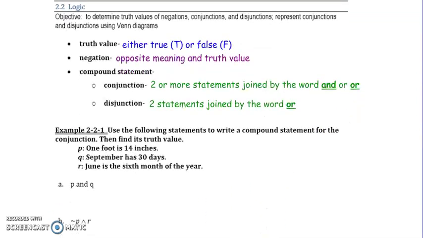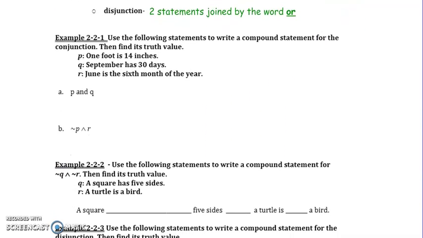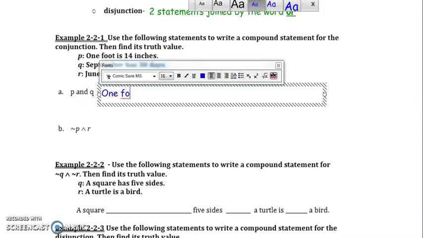So let's go ahead and take a look at our first example here. We're going to use the following statements to write a compound statement for the conjunction, then find its truth value. So this one says P and Q. So we're going to combine P and Q, and we're going to make it an "and" statement here. So 1 foot is 14 inches, there's our first part, comma, and September has 30 days.